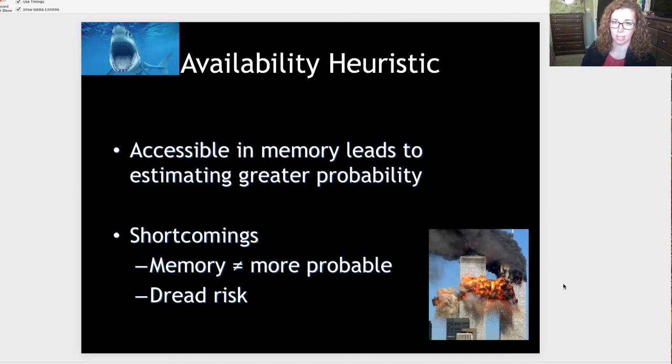Very, very rare statistically, very unlikely, but because they are highly publicized when they happen, and very emotional, after one occurs, you estimate that they happen much more frequently. This can result in dread risk, being afraid of things that are not very likely. There's a much greater fear of shark attacks, even though you're much more likely to die of diabetes. Okay.